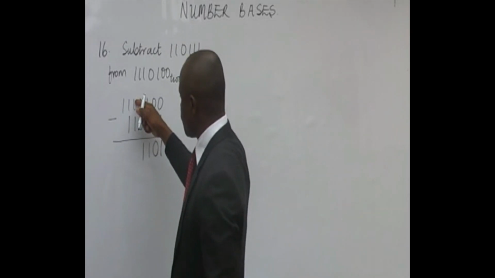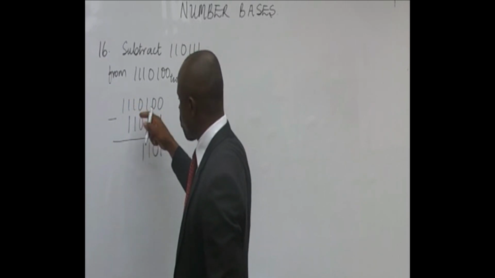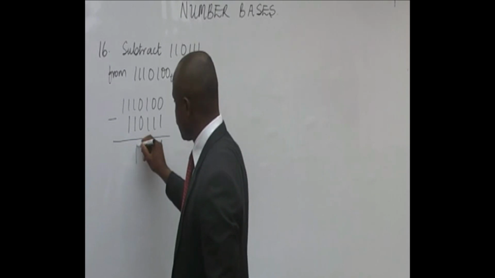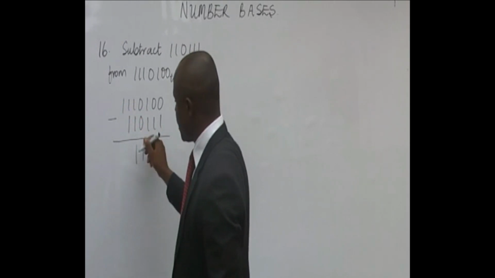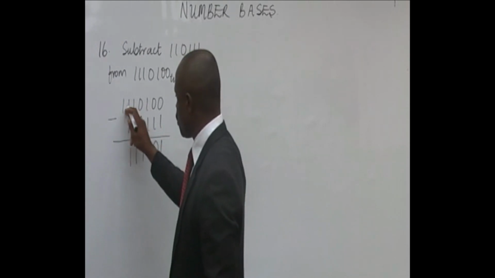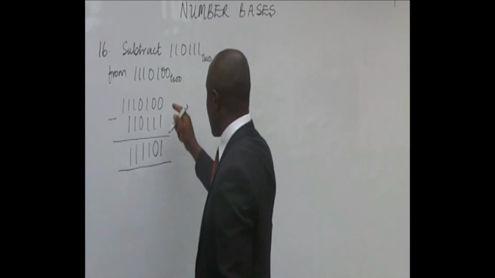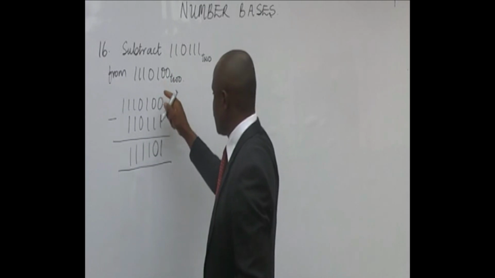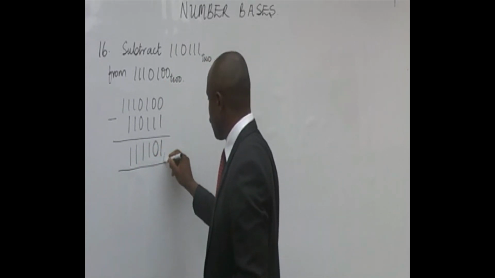You removed 1 from here, so 0 is remaining here. Remove 1 from here now and put there to be 2. 2 minus 1 is 1. When you remove 1 from here, 0 is remaining. So remove this one and put there. You have 2. 2 minus 1 is 1. Nothing will be left here. So that means subtracting this from this is giving us 1 1 1 1 0 1 base 2.